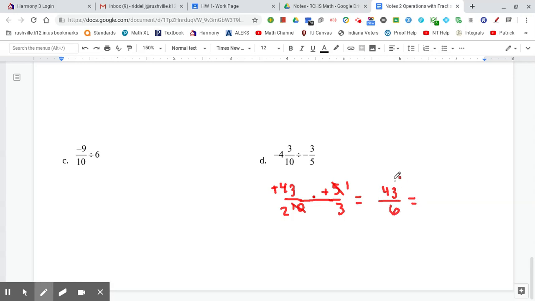Now you can leave your answer, and I would suggest that you do, as this improper fraction, or if you want to turn it into a mixed number, 6 goes into 43 7 times without going over. 7 times 6 is 42. 42 is 1 away from 43. So 7 and 1/6 would be the mixed number that's equivalent to this improper fraction.